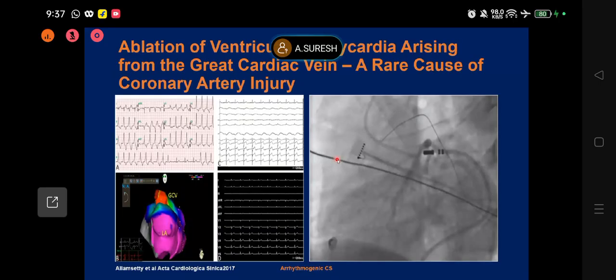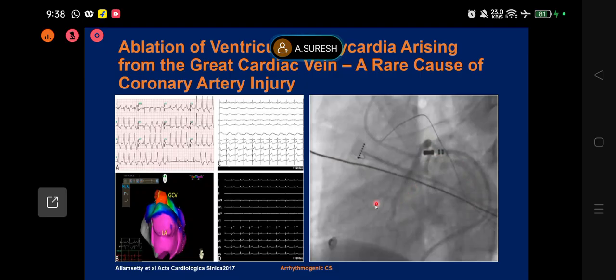What are the problems arising from doing ablation in the coronary sinus? As I already said, the anterior interventricular vein runs parallel to the left anterior descending artery, and the GCV runs parallel to the coronary sinus. So they are very near to the coronary arteries. Ablation can cause spasm of the coronary arteries, stenosis of the coronary arteries, or lead to some thrombosis within the coronary sinus.